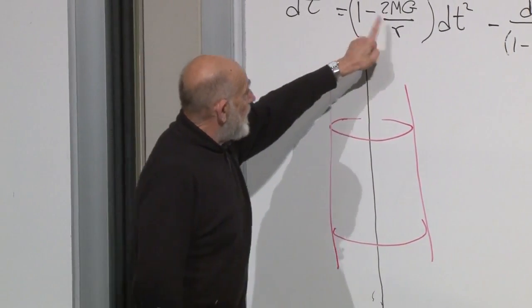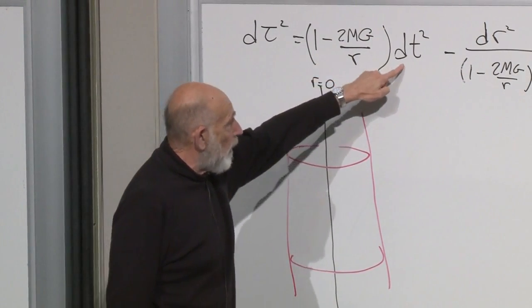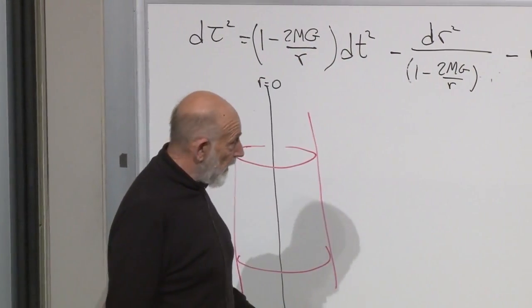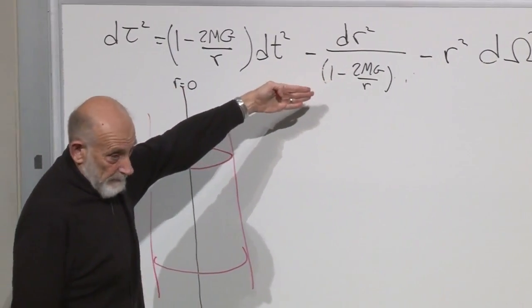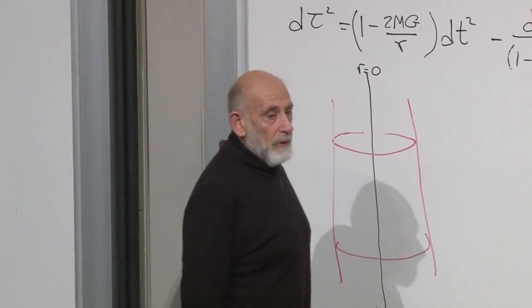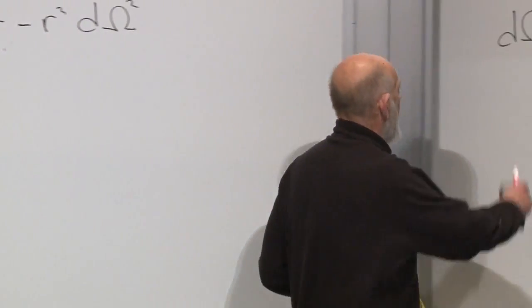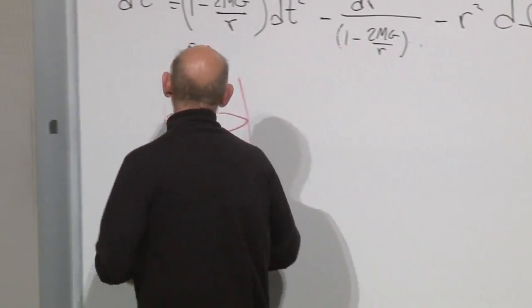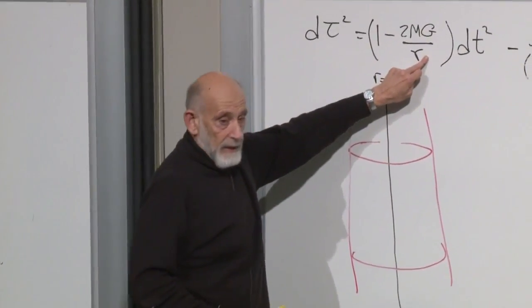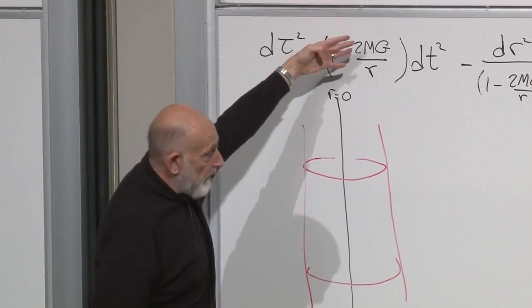Now, it is true that something looks bad at r equals 2mg. First of all, the coefficient of dt becomes 0. But even worse, the coefficient of dr squared becomes infinite. So something is blowing up, but we're going to see that nothing of any real physical significance is happening at that point. On the other hand, at r equals 0, the denominator here becomes 0. 1 minus 2mg over r becomes infinite.